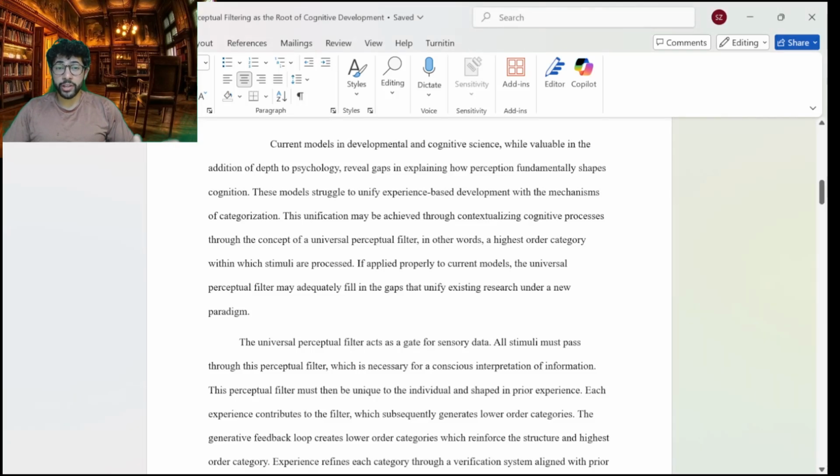Today I'm going to be going over perceptual filtering as the root of cognitive development. This is my own paper that I wrote, which explains construction of reality, which is a model of consciousness that I designed, that I created, and I wanted to introduce it to everyone on the internet. So I'm just going to go over my entire paper.